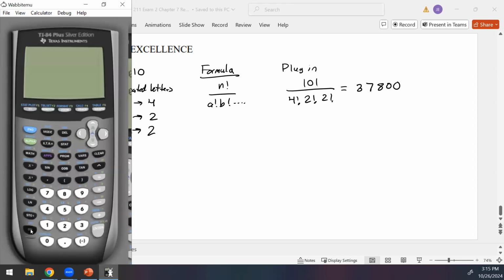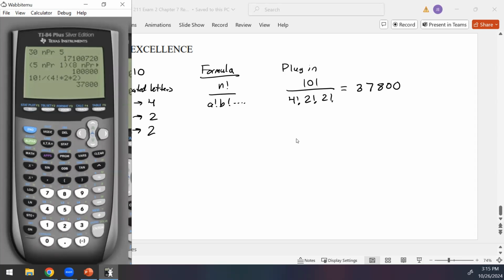Now, if you're wondering how do I plug in factorials in my calculator, I can show you that too. So 10 factorial: 10, math, then go to PRB, and it's option number 4, the little exclamation point, divided by left parentheses. 2 factorial is 2. The smaller ones I would recommend doing in your head, so you don't have to go out of your way to find the factorial. So 2 times 2 times 2, and then we get 37,800.